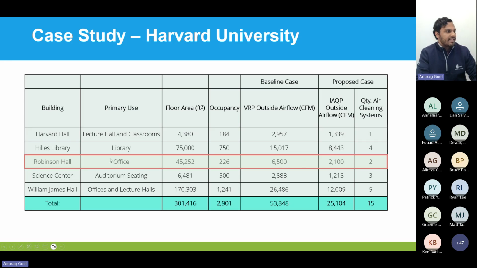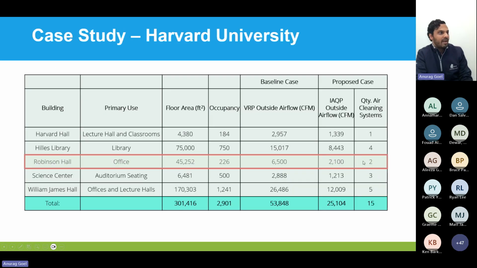So in this case study, we're looking specifically at Robinson Hall, which is a combination of administrative offices as well as some classrooms, about a 45,000 square foot building. The baseline outdoor air requirement was 6,500 CFM, and the IAQP outdoor air requirement was almost 65% less, which is 2,100 CFM of outdoor air.